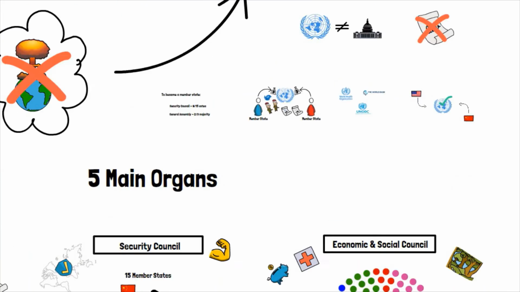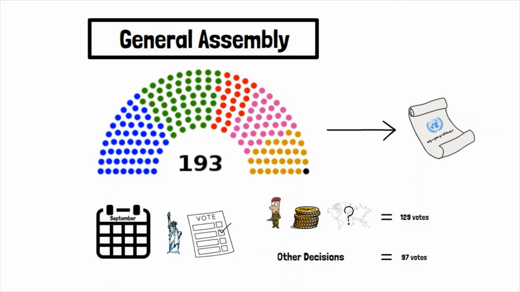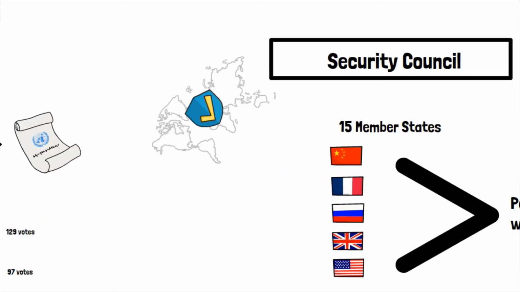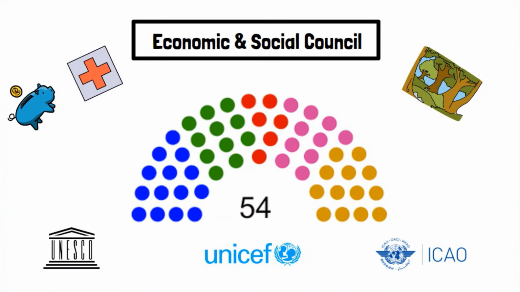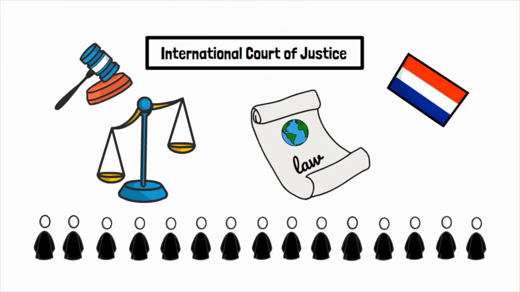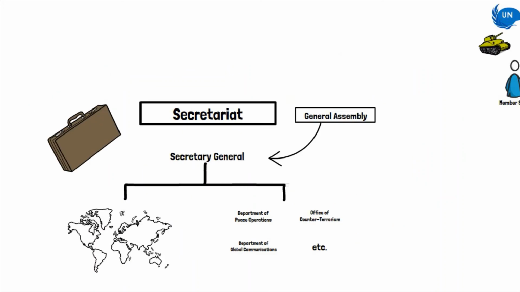To recap, the United Nations is an international organization that was created shortly after World War II to maintain world peace and security. It has five main organs: the General Assembly, which has 193 member states and is the primary policymaking body; the Security Council, which maintains international security; the Economic and Social Council, which deals with economic, humanitarian, and environmental policy; the International Court of Justice, which is the judicial body that interprets international law; and the Secretariat, which is headed by the Secretary General of the UN and is responsible for carrying out UN policy around the world.